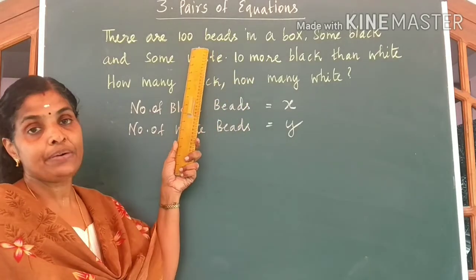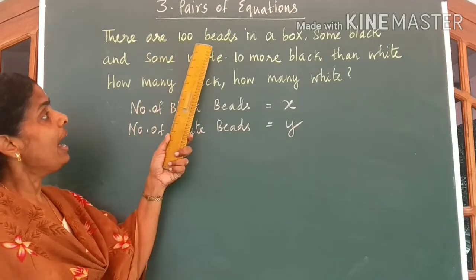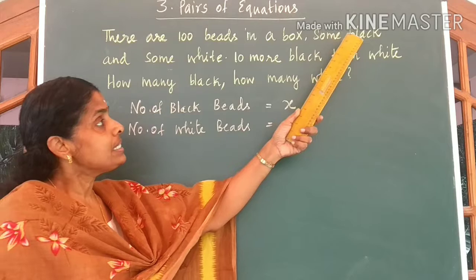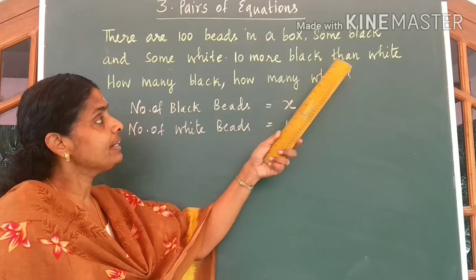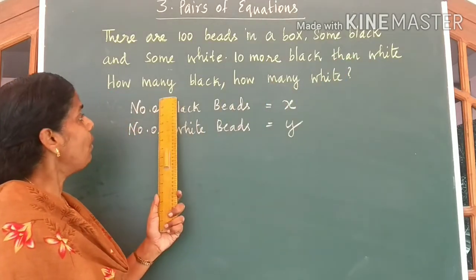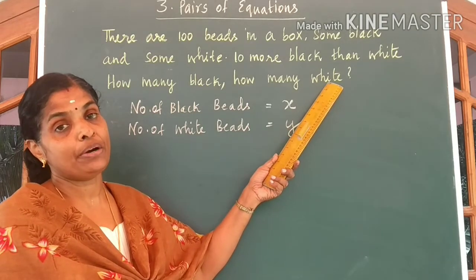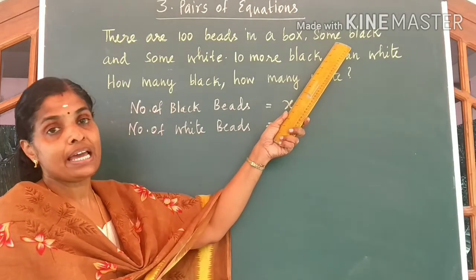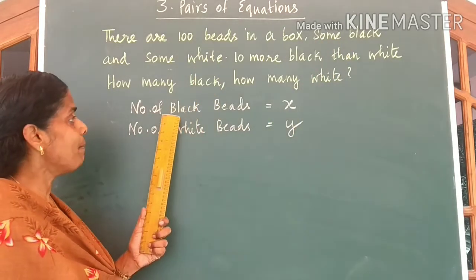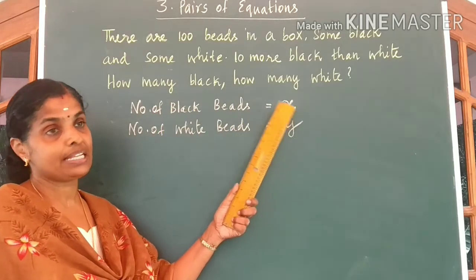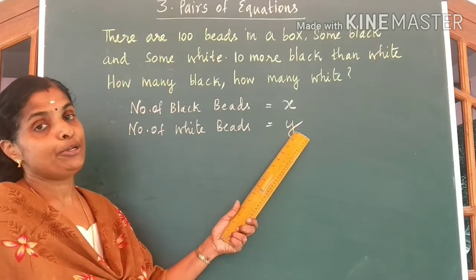Now this is a worked out example in your textbook. Look at the question. There are 100 beads in a box, some black and some white. 10 more black than white. How many black and how many white? We have no idea about the number of black beads and also about the number of white beads. So we took the number of black beads to be equal to x and the number of white beads to be equal to y.